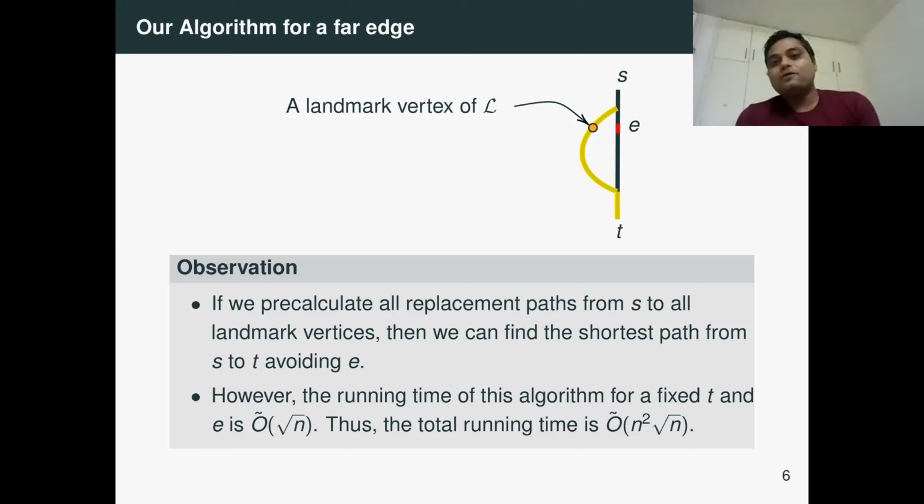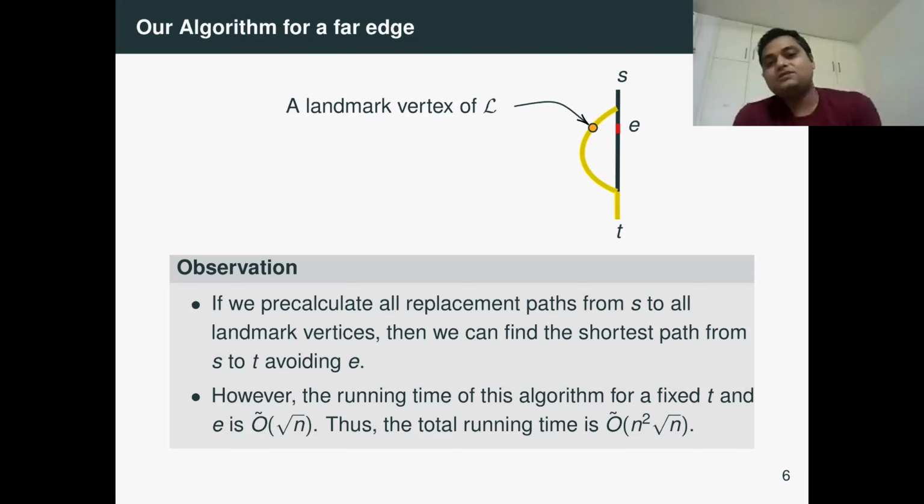But the problem is that even though I know there exists a landmark vertex on the suffix of P, I don't know which landmark vertex that is. So I have to process all the landmark vertices and check which one of them is on this suffix. So processing this tuple T comma E, finding the replacement path, takes tilde square root n time, where tilde hides polylog factors. So this will imply that the running time of my algorithm is n square root n.